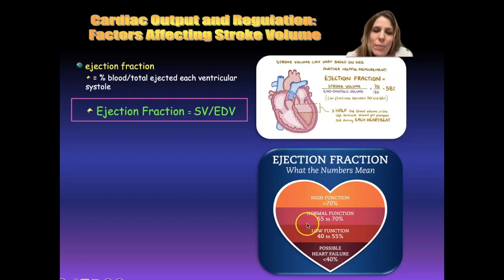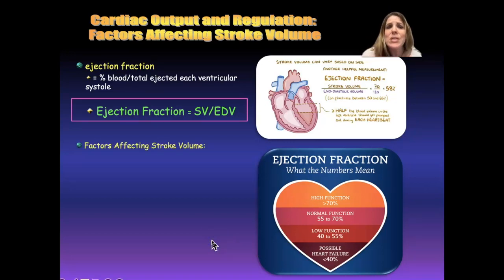So this little chart here is going to tell you where these values fall in terms of the health of the heart. If you have greater than 70% of that blood being ejected into the vessels and not left in the ventricle, that is high functioning; normal is 55 to 70%. But going on down, if you have less than 40% of the blood that filled up the ventricles getting pushed out into the blood vessels, that blood's going to have a hard time getting around, and that could be possible heart failure. So this is an important value to calculate for determining the health of the heart.